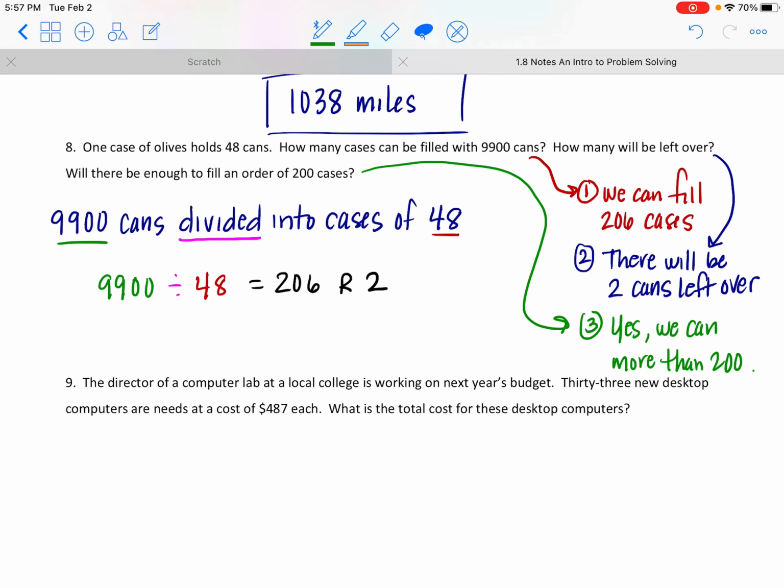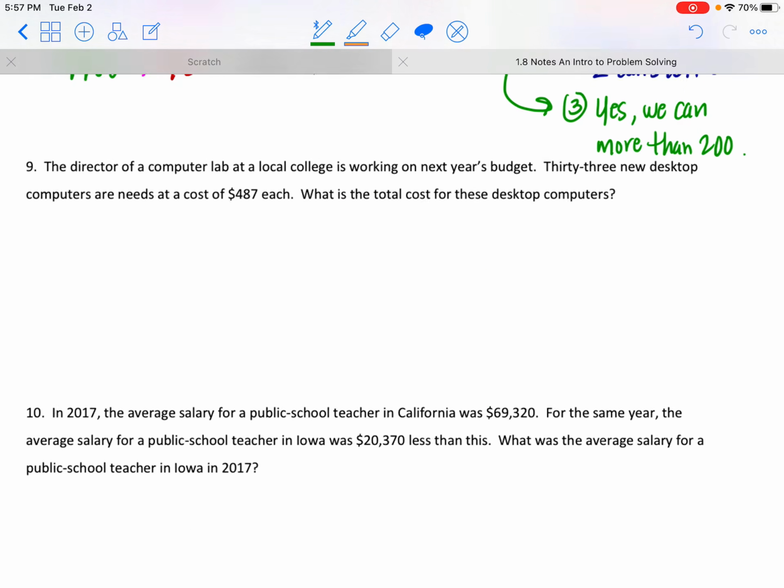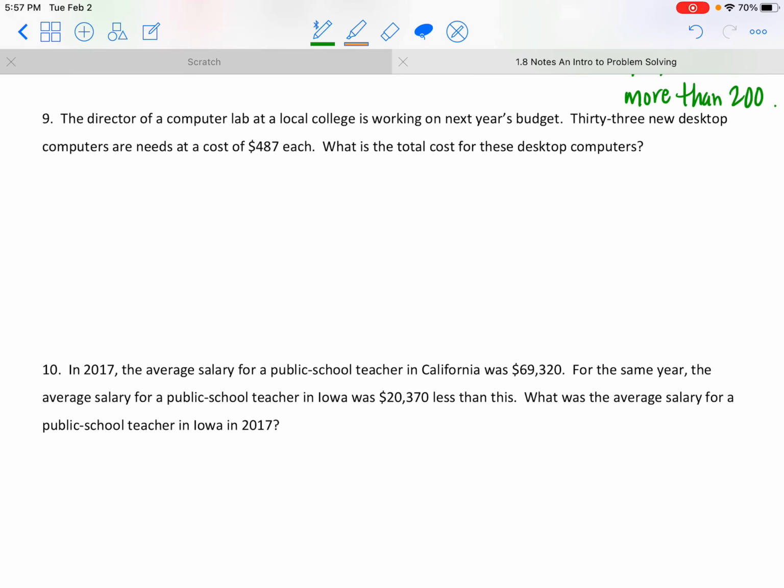Okay, and let's see. We got another one here. It says that the director of a computer lab at a local college is working on next year's budget. It says 33 new desktop computers are needed, typo, at a cost of $487 each. What is the total cost for these desktop computers?